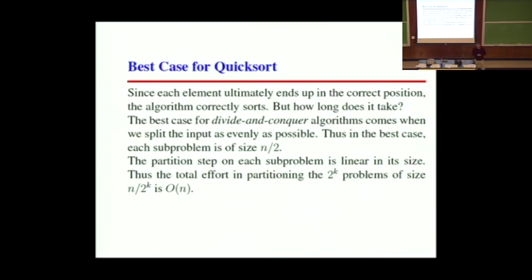What would be the best case for quicksort? Our dream would be that if we picked the pivot, what would be the ideal element if we got lucky to pick a pivot? What would we want that pivot element to be? In the middle, it's called the median, right? We want the median element to be the pivot, right?